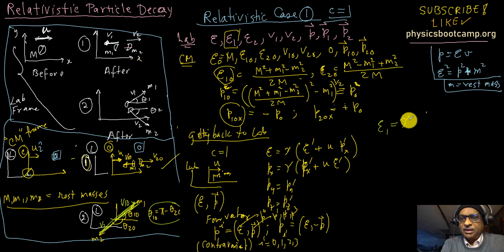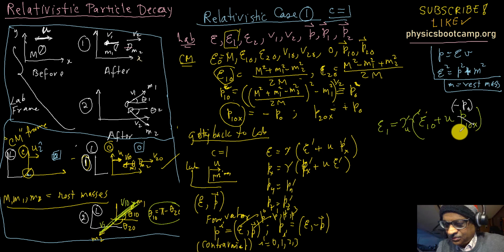So this will be gamma using the speed with which these things are. So gamma of u, not other gammas, the relative speed of the frames. So this gamma, and I'll write down E10, and then I'll have the speed of the frame, and I'll have P10x, which is minus P. So this I can replace with minus P0. And we already know the formula for that, it is a nasty formula, but I don't have to write it over here.